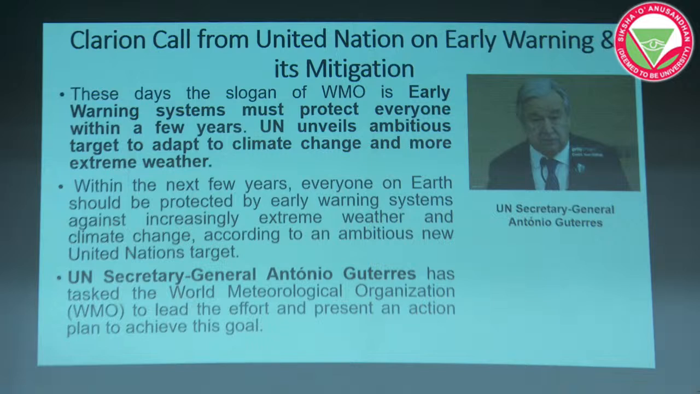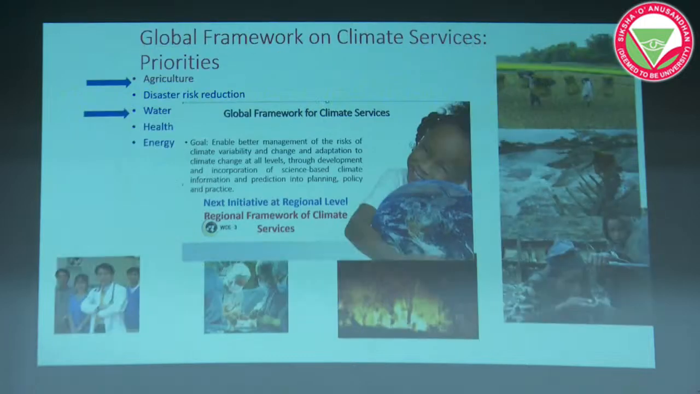Whenever we talk about early warning, adaptation and mitigation will be the highest priority. A commitment has been made that in the next few years, every person in the world should be covered. The UN, WMO and FAO are working together, and this task has been given to WMO. What exactly is WMO doing? It has a Global Framework for Climate Services with five pillars. Fortunately, agriculture is the highest priority, then disaster, then water, then health.